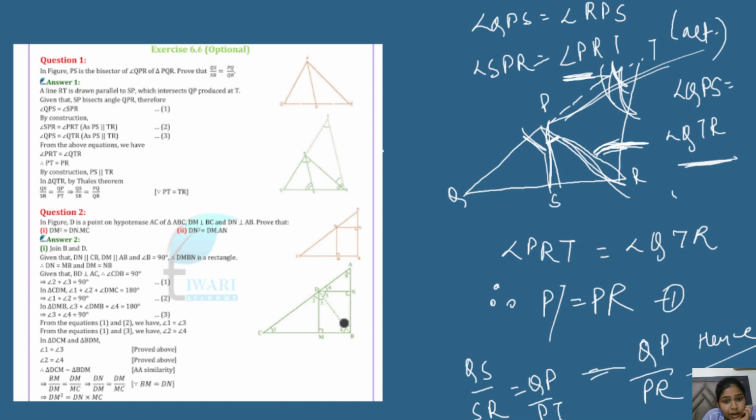Given that BD is perpendicular, we can say that angle CDB is 90 degrees. So angle 2 plus angle 3 is equal to 90. In triangle CDM, angle 1 plus angle 2 plus angle DMC is equal to 180 degrees by the angle sum property, and angle 1 plus 2 is already given as 90 degrees.